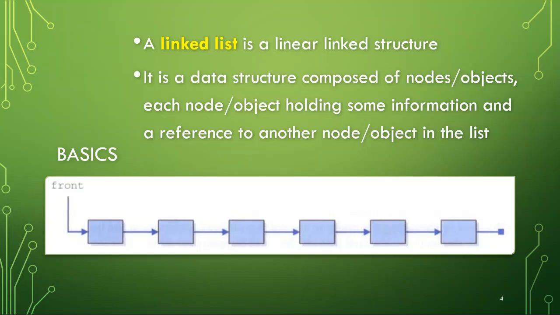So a linked list is a linear linked structure. So it is a data structure composed of nodes or objects. Each node or object holds some information and a reference to another node or object in the list. And this is where we'll start getting different terms like singly linked list, which means this is a linear structure, but there's only one link between the actual objects.